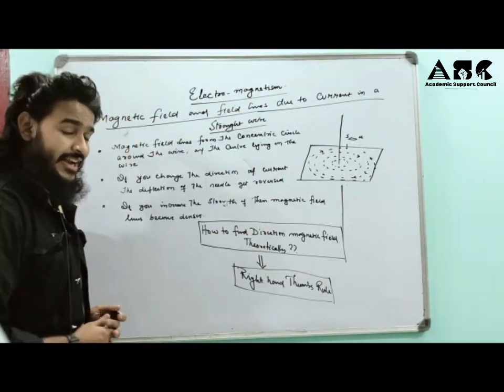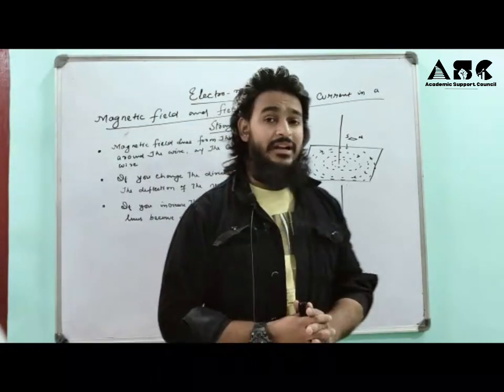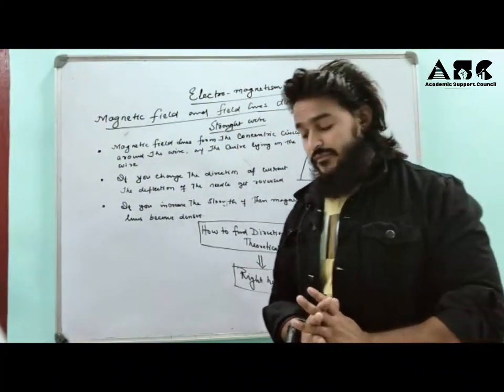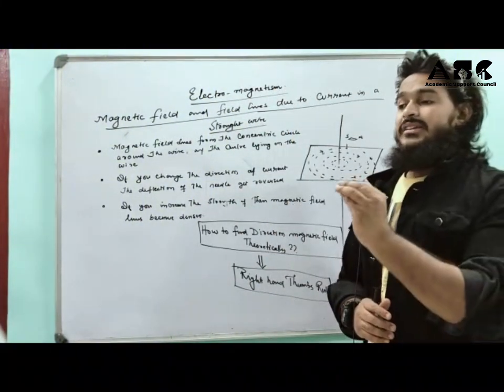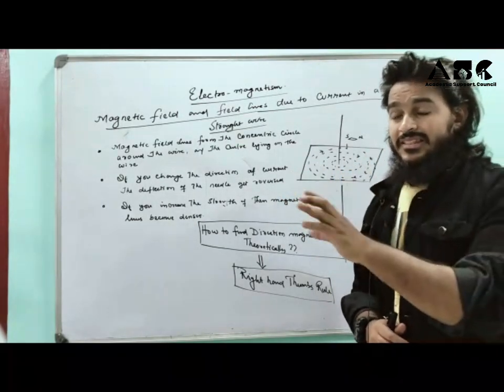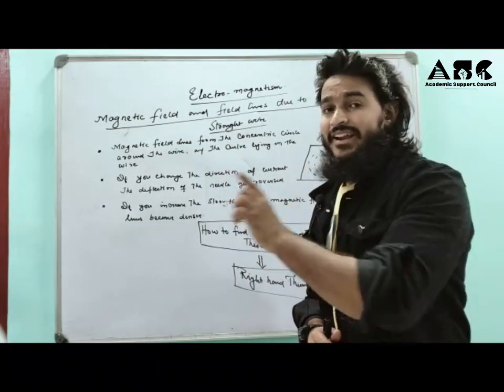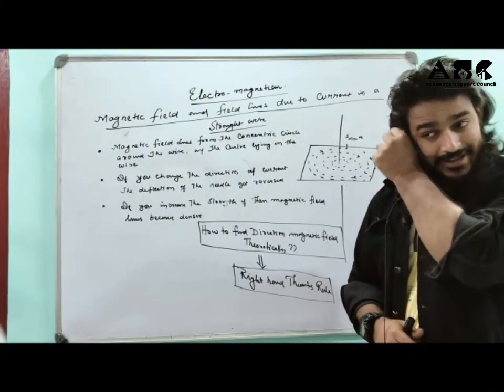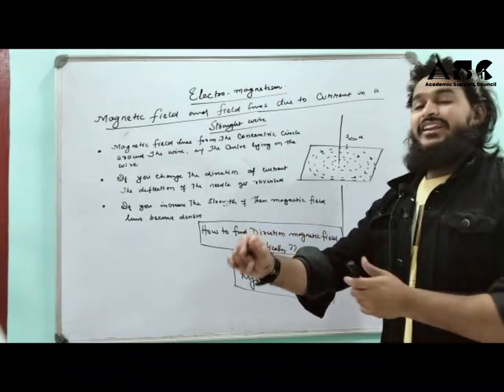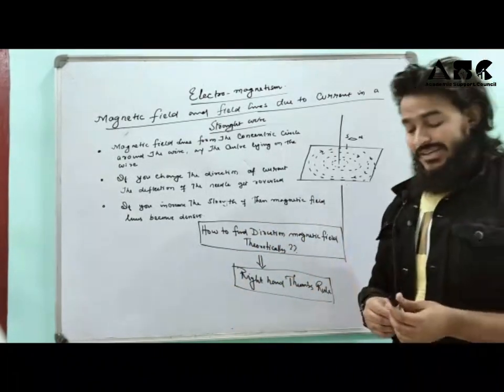Okay, so in 1820, during an experiment, a scientist whose name is Oersted found something. He found that whenever current is passing through a conductor, there is some deflection in the magnetic needle. We know that there is a magnetic needle which you can get in the market, or you can say a needle compass.